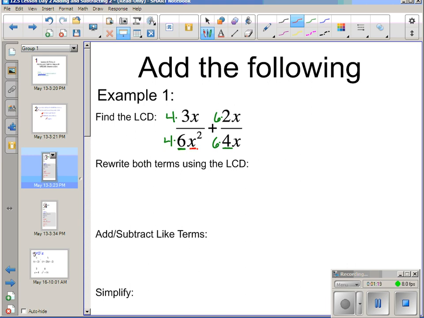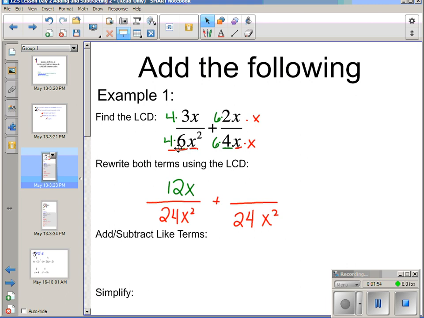Then I see this one has an x squared and this one has just an x. So that means I need an x over here. So that means I need to multiply both the top and the bottom by x. Whatever you do to the bottom, you have to do to the top. So now I can see that my least common denominator is going to be 4 times 6 times x squared, which is 24x squared. So both the denominators now are 24x squared. Well, this one I had to multiply by 4 to get that denominator, so I had to multiply the top by 4, so the top is now 12x. This one I had to multiply by 6 and x, so that top is now 12x squared.